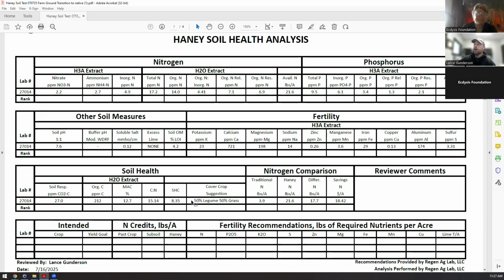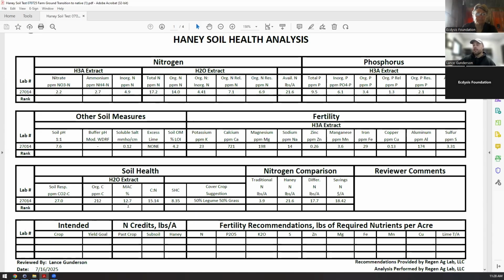So, I mentioned on this example, soil health score is 8.3. We're above 7. We're on the right track. Good work. Carbon to nitrogen ratio is just a little bit high. But again, knowing the context of what this system is, that's appropriate. And it's probably going to continue to go up a little bit. What we see is a low percent MAC. In other words, we've got food. Why aren't the microbes eating it?